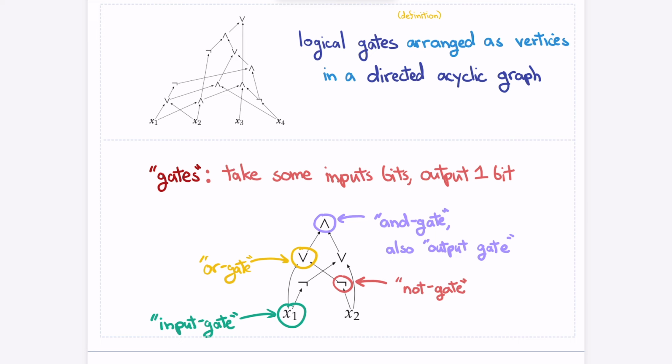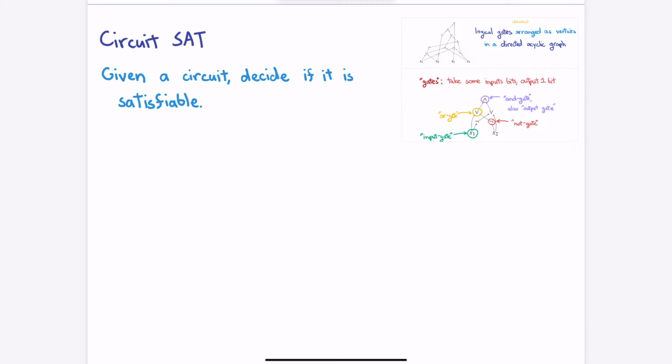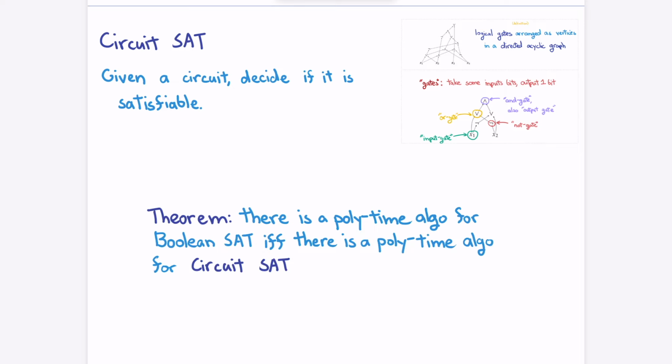Okay. All right, so what is the point I'm trying to make? Okay, so in circuit SAT, I can give you a circuit and ask you if it's satisfiable, right? I can give you a CPU and ask you if there's some way to make the light bulb turn on. Okay, so what is the point I was trying to make? Maybe this is not so surprising, but the claim is that there's a polynomial time algorithm for Boolean SAT if and only if there's a polynomial time algorithm for circuit SAT.